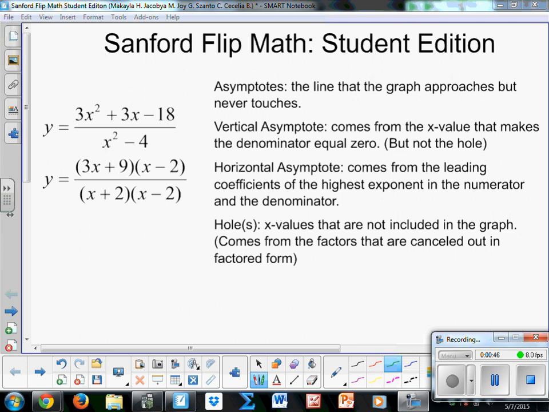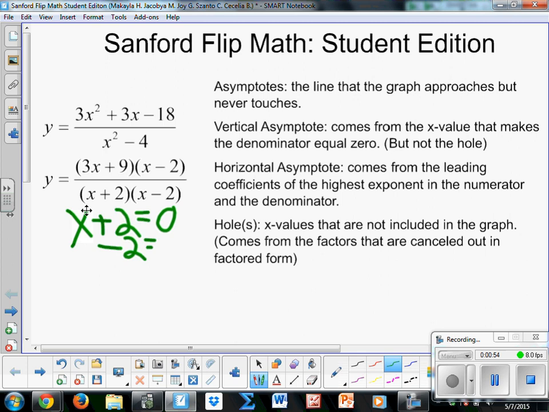So you will take your x plus 2 equal to 0. Then you subtract the 2 on both sides, and then you will get x equals negative 2. So your vertical asymptote is x equals negative 2.